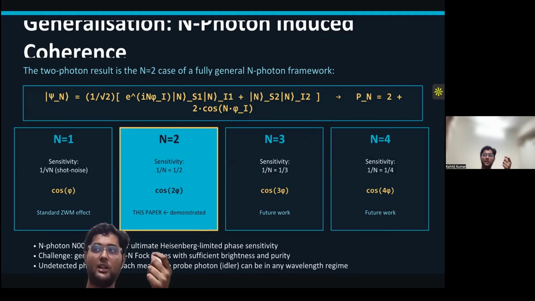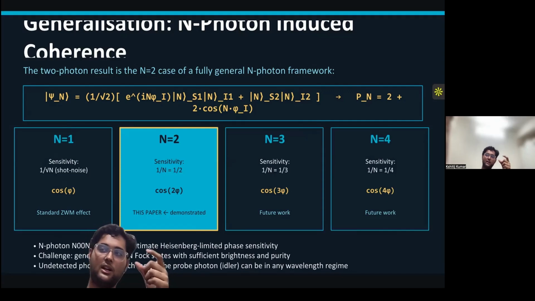So n equals 3 and n equals 4 are future work. 1 over 3, 1 over 4, the fringe period keeps halving. So the sensitivity keeps improving. The key challenge for getting to higher n is on the source side, and so that's that.